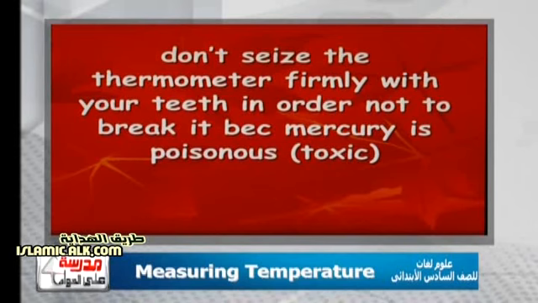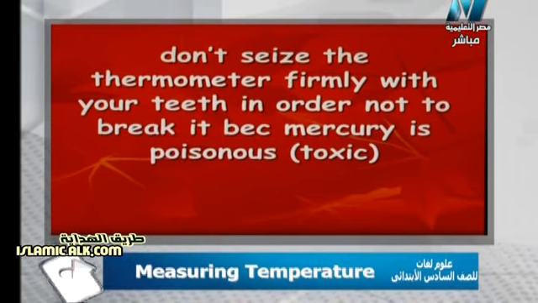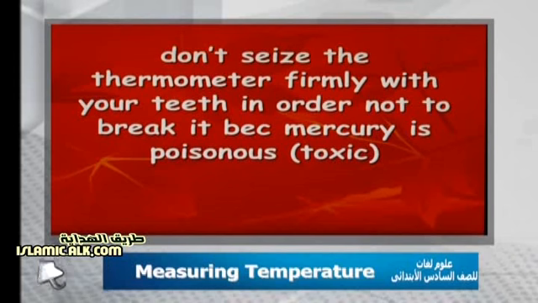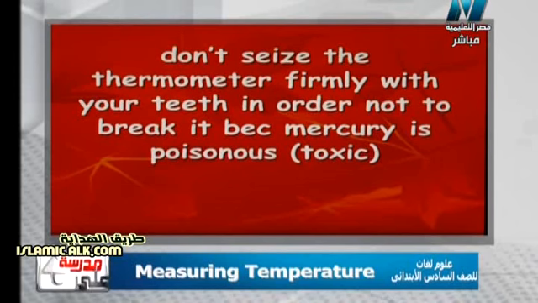Mercury in this case is toxic. Mercury is a poisonous or toxic material that may cause this, and also the glass bottle will cause wounds. So we can't use the medical thermometer with very little children. With very small children, I can't use the medical thermometer. So what do I use? I use a digital thermometer, or any way to measure their temperature without using the medical thermometer, because it's very dangerous for them.